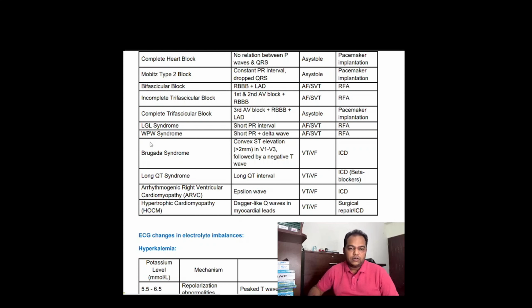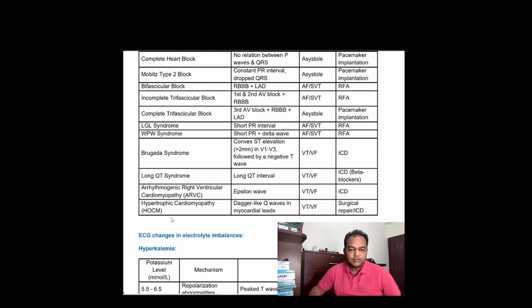How can we diagnose Brugada syndrome? Brugada syndrome is diagnosed by ECG by convex ST elevation more than 2 millimeters in V1 to V3, followed by a negative T wave. We have already discussed that. Long QT syndrome. There may be a case of ARVC, that means epsilon wave can be found.